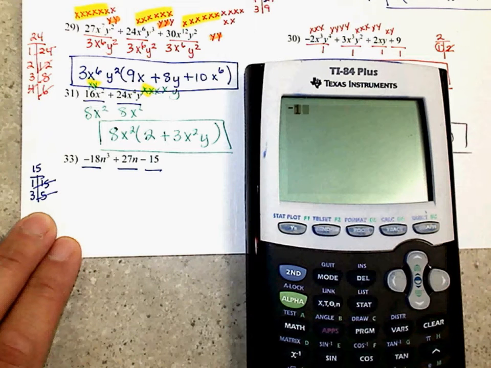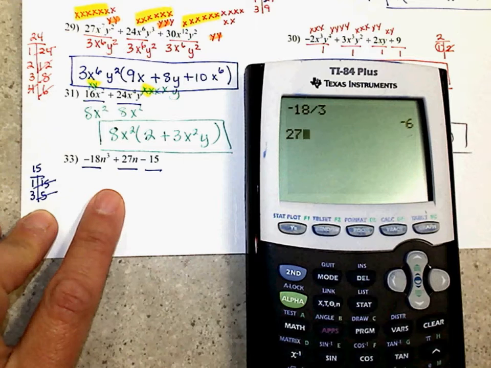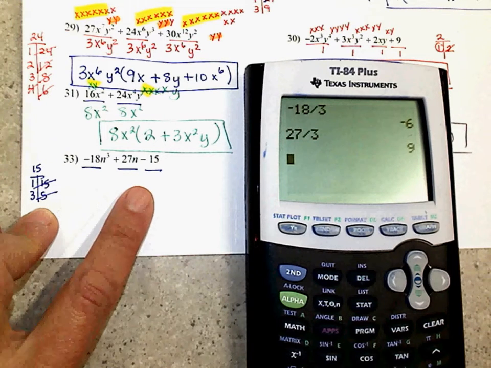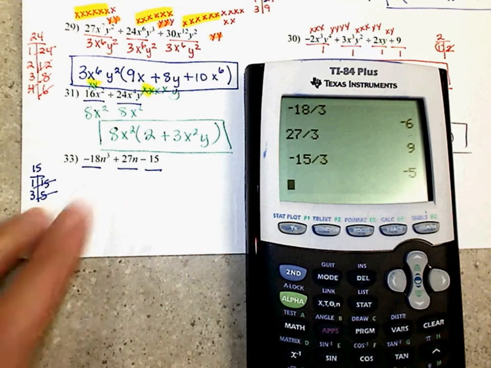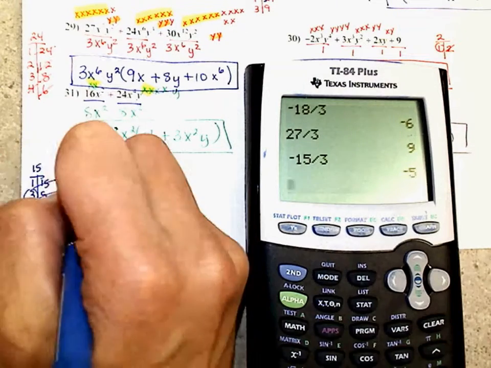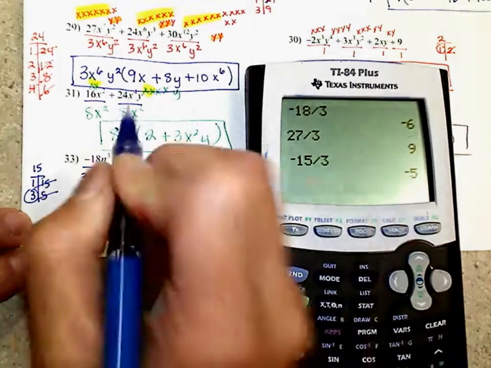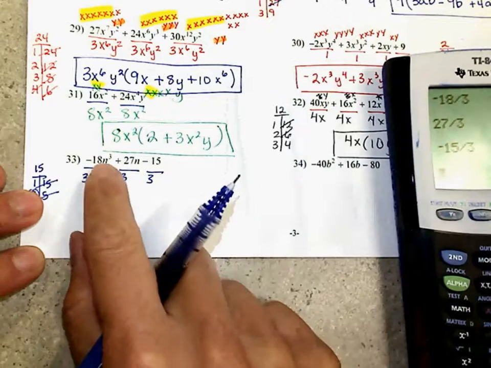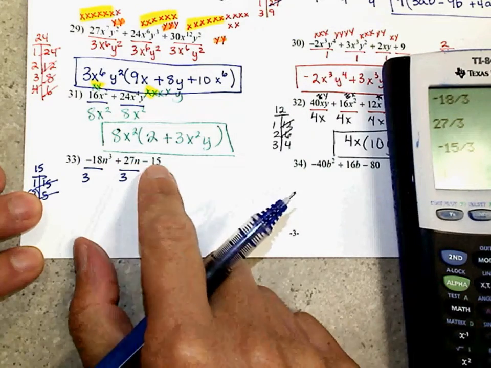Okay, that works. 27 divided by 3 is 9. Negative 15 divided by 3 is negative 5. So the greatest number that goes into all of this is 3. I have 3 n's, 1 n, and no n, so I don't have any n in common. So the greatest common factor is the 3.